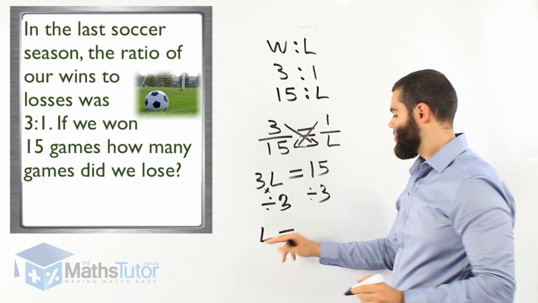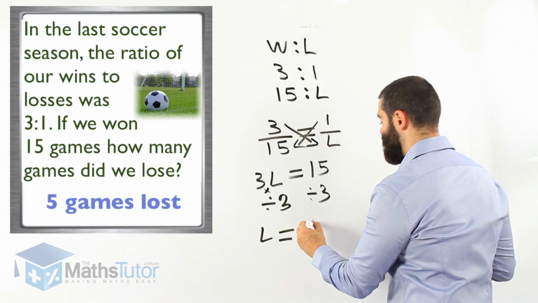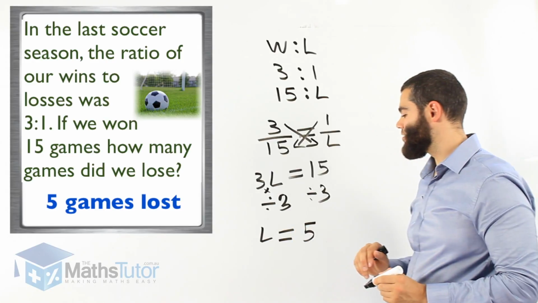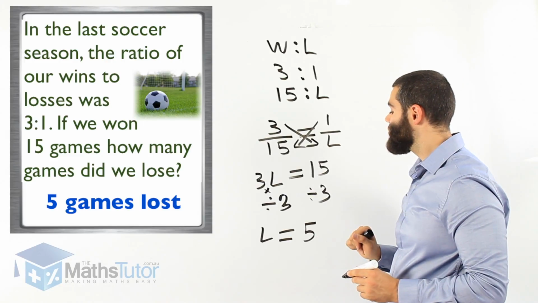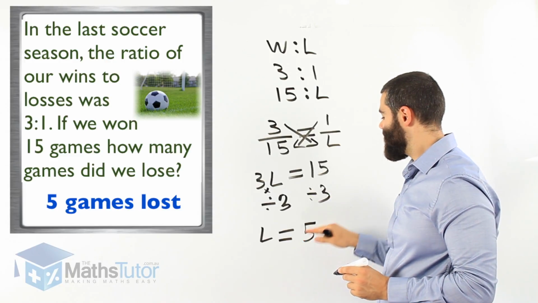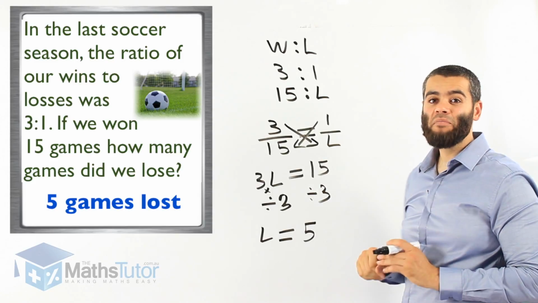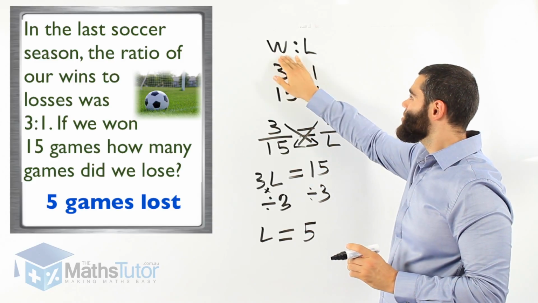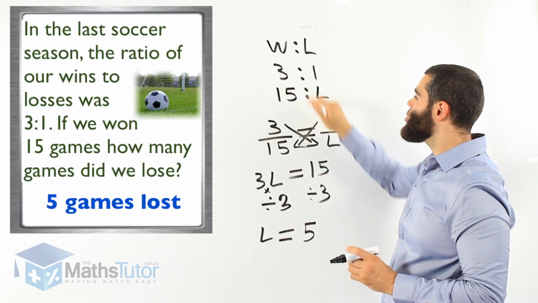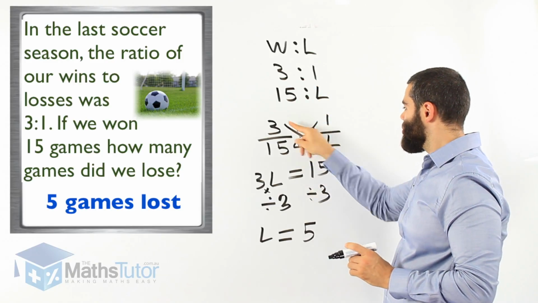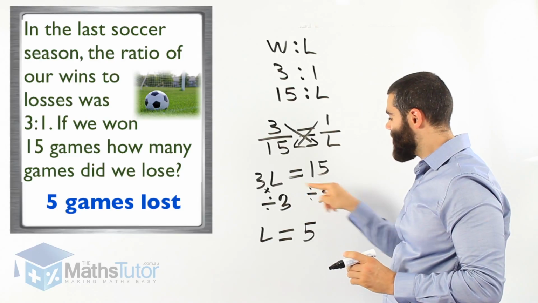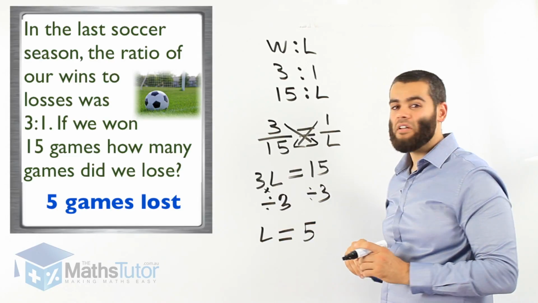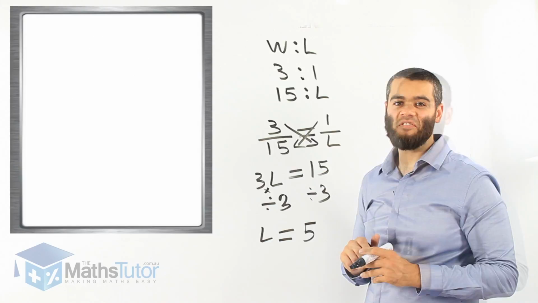L, the number of losses, 15 divided by 3, 5 losses. So they won 15 and they lost 5. This is the way we do it. Again, we follow the same steps. We write the initials, wins and losses, the ratio, and we work down the page. We cross multiply. We create a little equation, divide by 3 on each side. The losses is 5. Let's do some more examples.